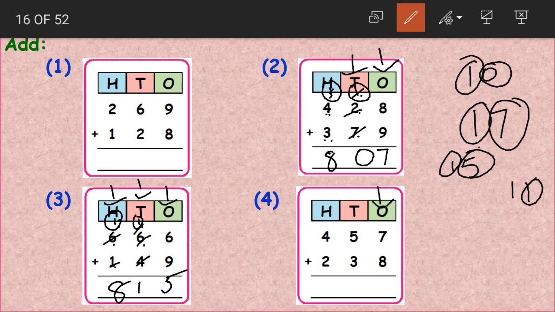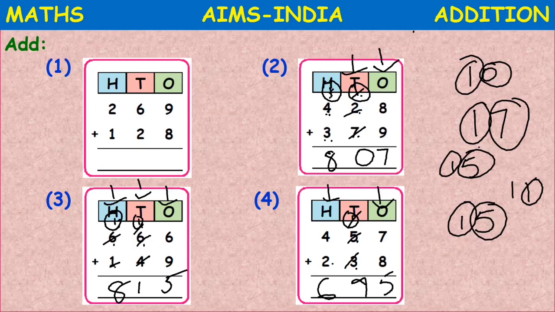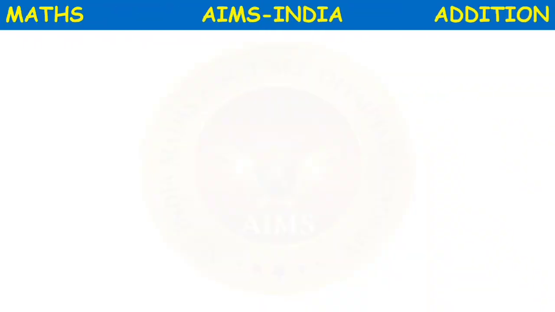Question number 4. 7 plus 8 becomes 15. So we'll write 5 here and we'll carry this 1 to the tens place. In tens place we have 1 plus 5 plus 3. 1 plus 5 becomes 6. 6 plus 3 becomes 9. And in the hundreds place we have 4 plus 2, which is equals to 6. So the answer for question number 4 is 695. Yes children, these are the correct answers. Hope you are getting the correct answers only.